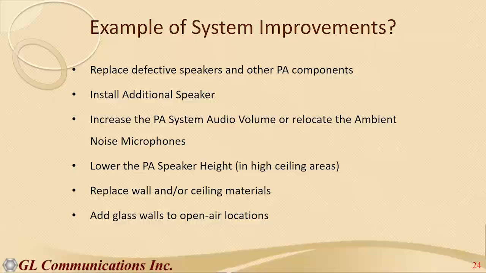I think I've mentioned this a little bit, and this is my last slide or two, but some examples of system improvements: replaced defective speakers. Obviously those would be recommended if we found that. Installing additional speakers, generally that's backed up by an acoustic model simulation, and levels are typically found on site to need some adjustments. I'll leave it at that, and even lowering some speaker heights in some ceiling areas. If you're in a cathedral-like area where the speakers are very high, maybe lowering them will help.